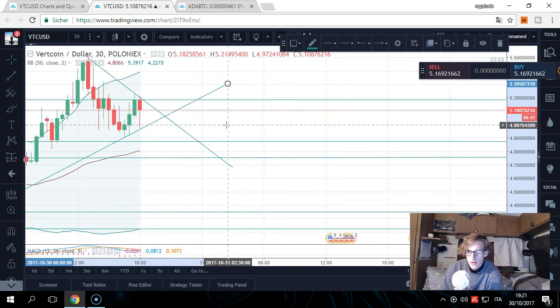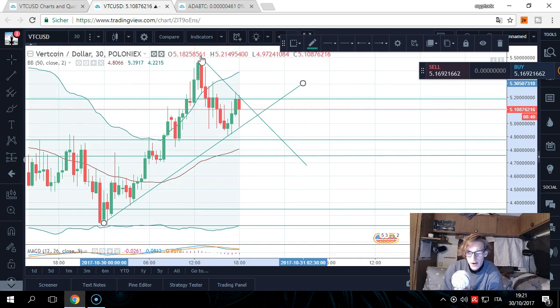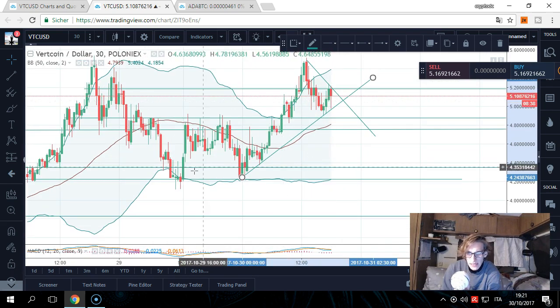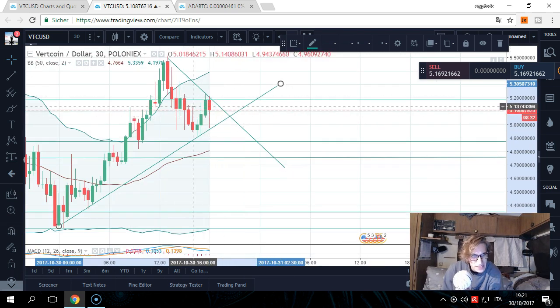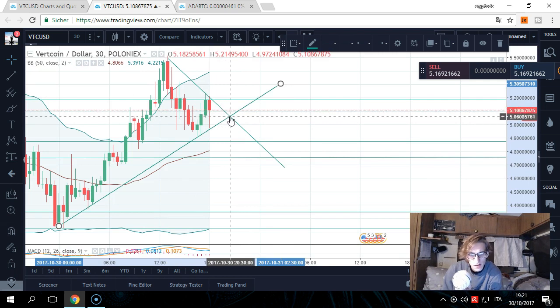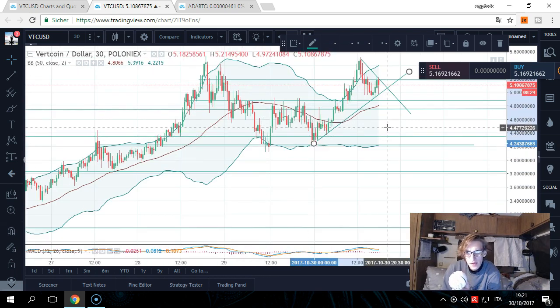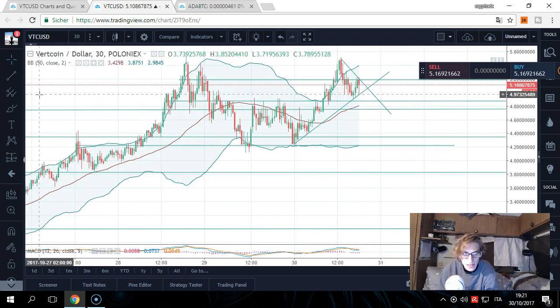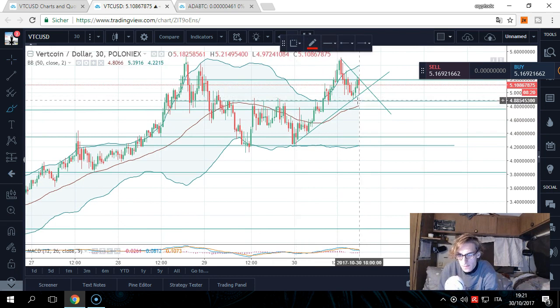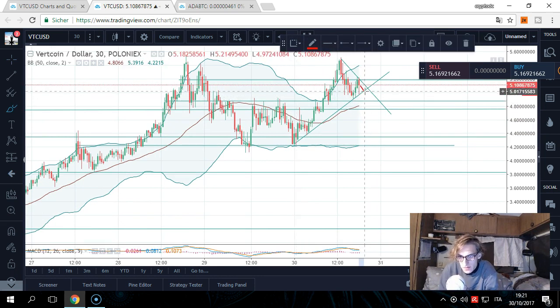Okay, this looks like a triangle. A good triangle. It could be that we break out in the next 2 hours. It could be that we break downwards, and if we break downwards, guys, we're gonna test some other resistances.